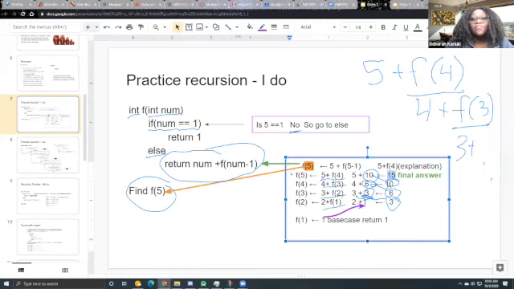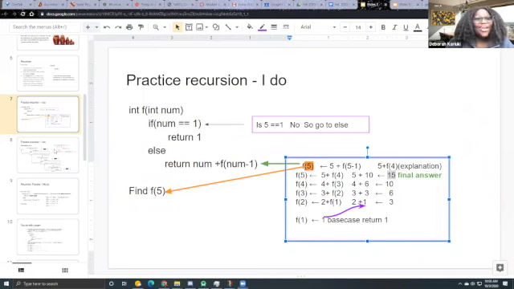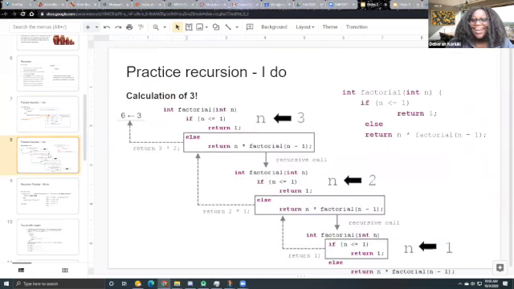If when we reach f of 1, we have ended it, and then we end our finding of factorial. And if that was a little bit confusing, we're going to look at our next example that I hope will make it even a little bit clearer.